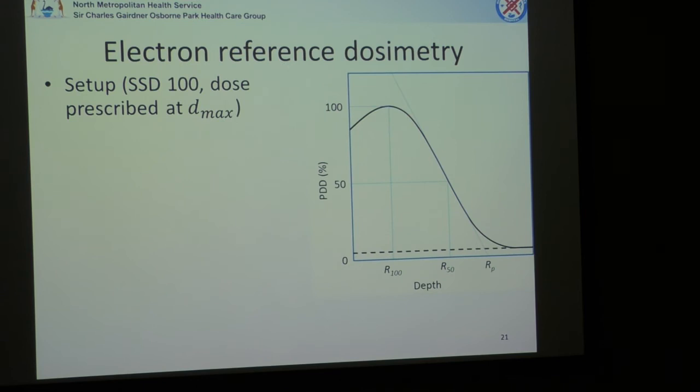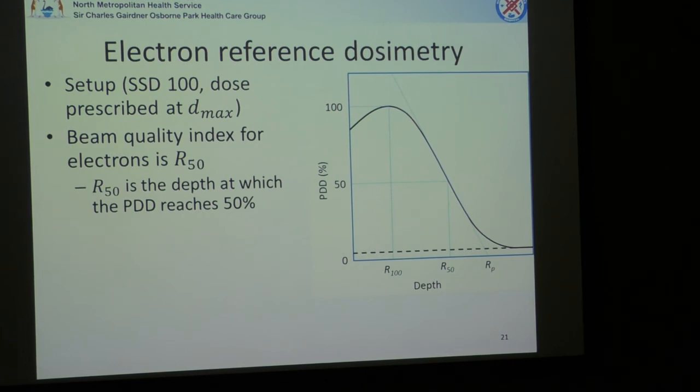So the setup, SSD 100, which is a bit different to photons. We're not keeping the chamber at a constant distance from the source. We're keeping the surface of the water at a constant 100 centimeter distance. And we're prescribing the dose, again at Dmax actually. But we're not using TPR 20/10 to describe our beam quality. We're instead using this other quantity, R50. That's just the PDD 50%, what's the depth? So that's all it is. It's something like 1.5 centimeters.